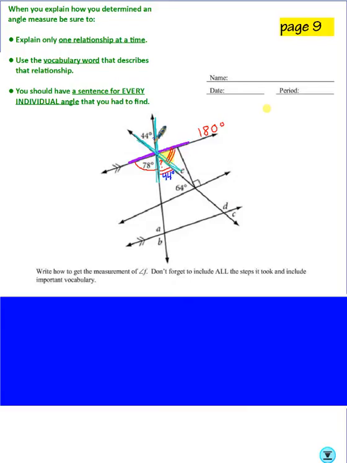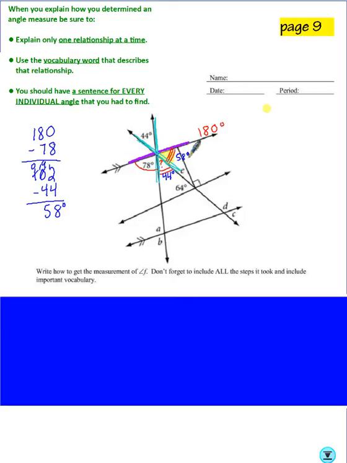Okay, now that we know those, we know 78, 44, and this are making 180, a straight line. So you could do 180, take away the 78, which would be 102, then take away the 44, which would, see here, it would take us down to 58 degrees. So we found out angle F is worth 58 degrees.